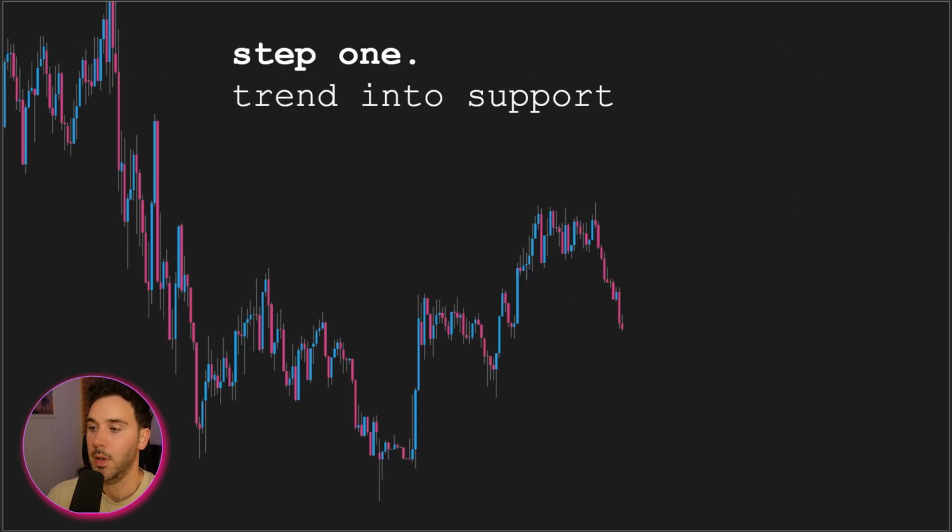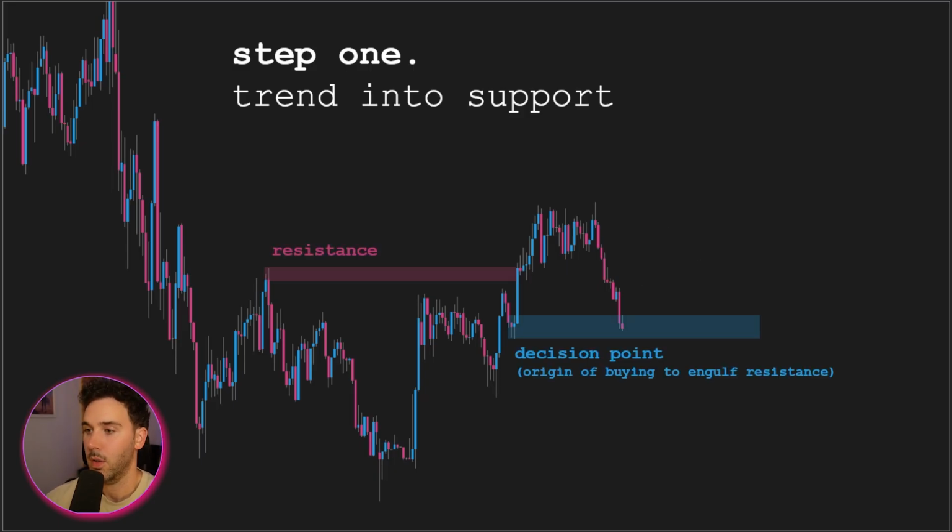So step 1, we're looking at trending into support. We have a local bearish trend or a retrace because we have a bit of an uptrend. We can see these highs have been taken out. So now we're just coming into support. So let me just mark that.